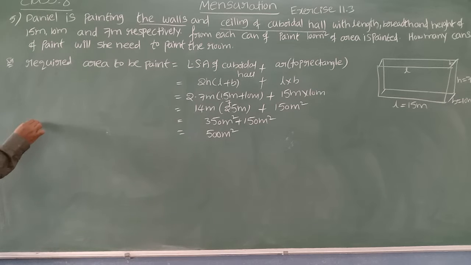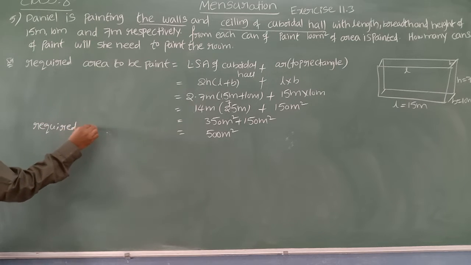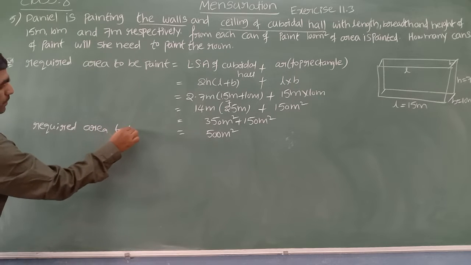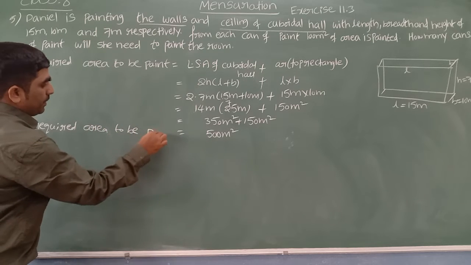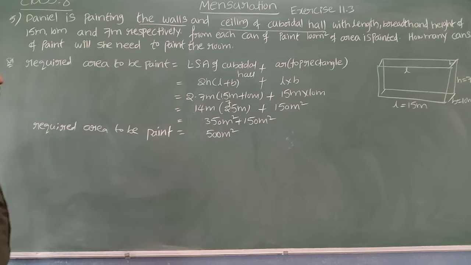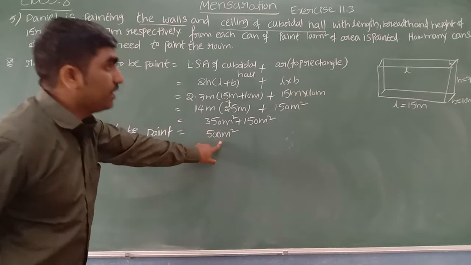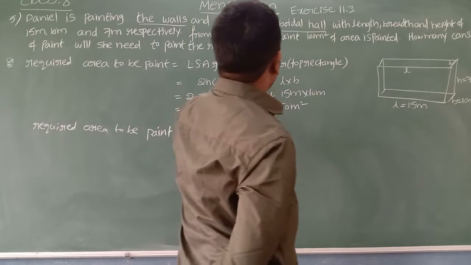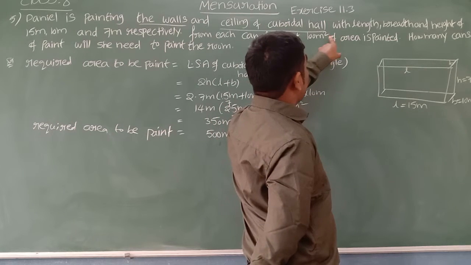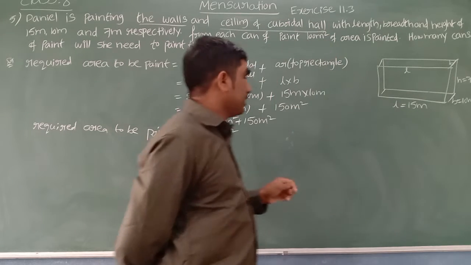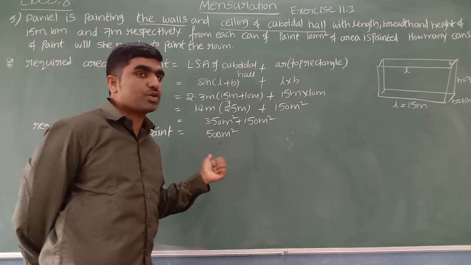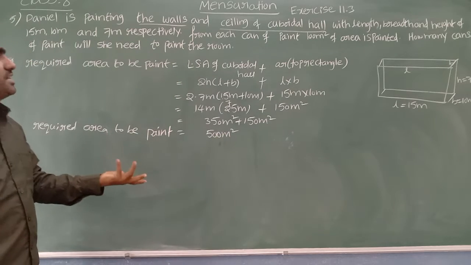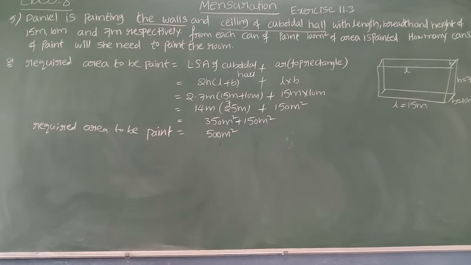500 square meters. Let me write here now. Required area to be painted is equal to how much? 500 square meters of area they need to paint. And they said 1 can of paint is sufficient for 100 square meters of area. Then 500 square meters of area is equal to how many cans? 5 cans are required. So how can I find that?